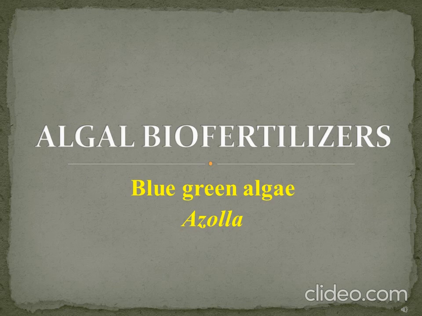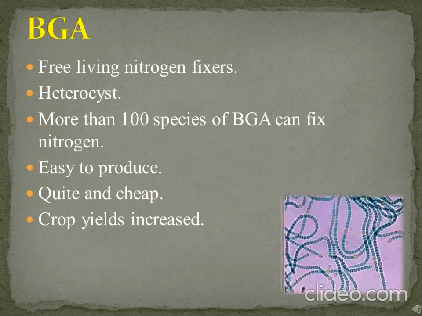Now I would like to discuss the algal biofertilizer. Two major important algal biofertilizers are biofertilizers made up of blue-green algae and biofertilizers made up of Azolla. Now I would like to focus my discussion on cyanobacteria, commonly called blue-green algae. They are free-living nitrogen fixers. More than 100 species of BGA can fix nitrogen.